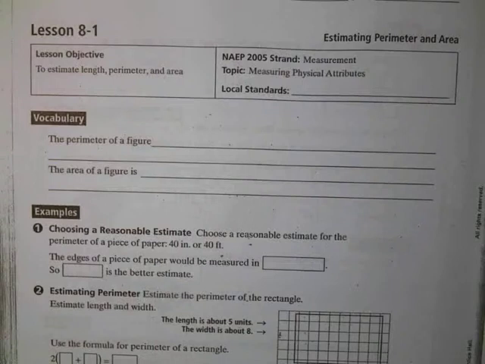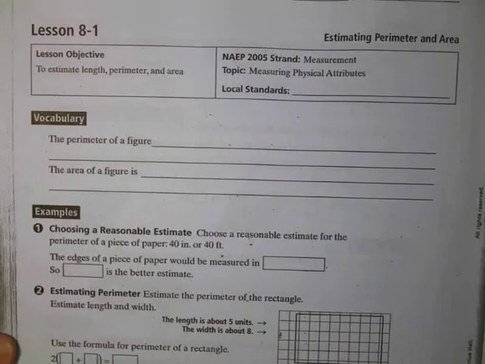Bandu's Math Movies. This is Course 2, Lesson 8-1, Estimating Perimeter and Area. And basically, that's what our objective is, to estimate length, perimeter, and area. This begins our chapter on doing perimeter, area, volume, and surface area. So let's get started with our vocabulary.